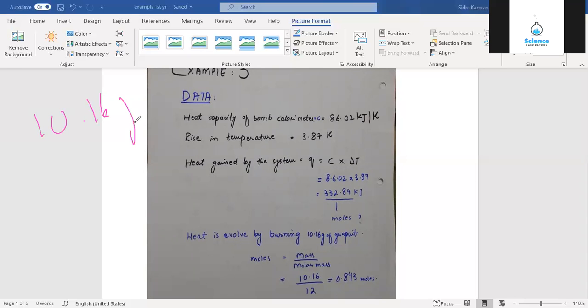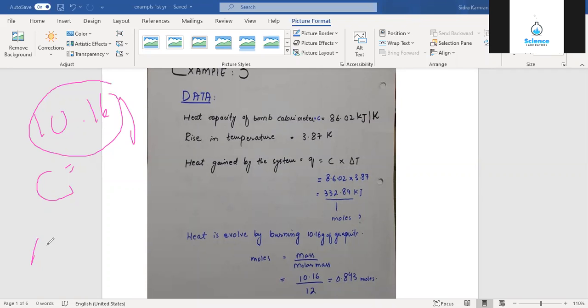10.16 gram of graphite. Graphite is basically carbon. So this is the mass for graphite, for carbon, which is burned in a bomb calorimeter. As we know, in a bomb calorimeter we use a combustion reaction. So basically we are combusting the graphite.